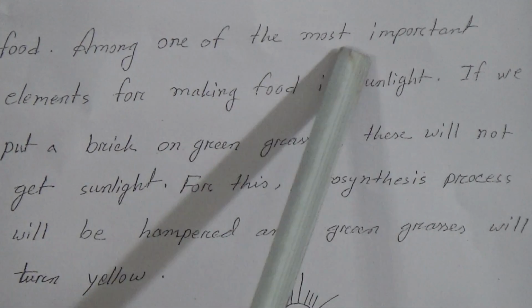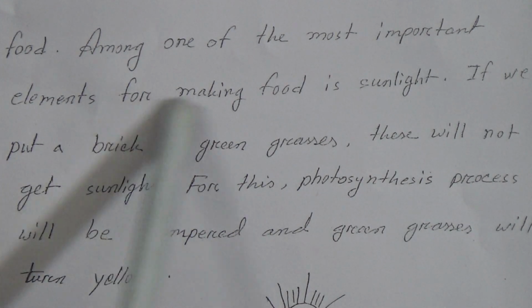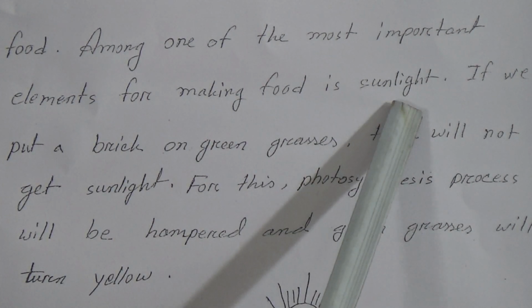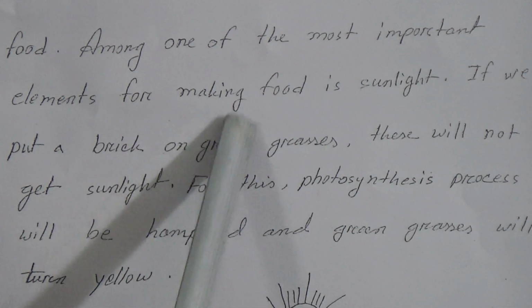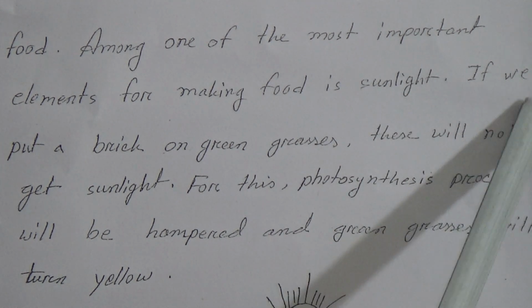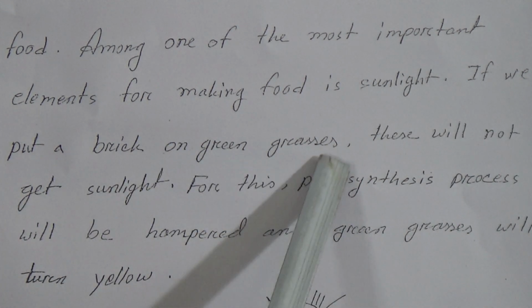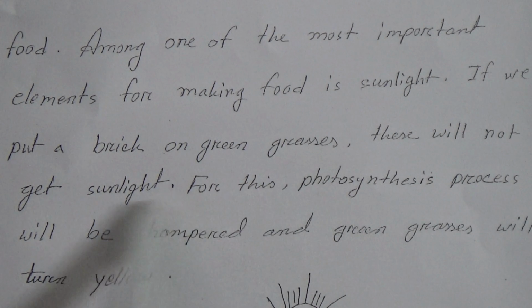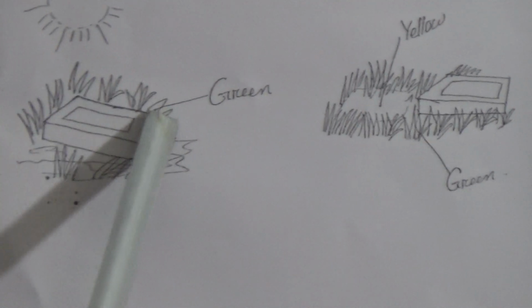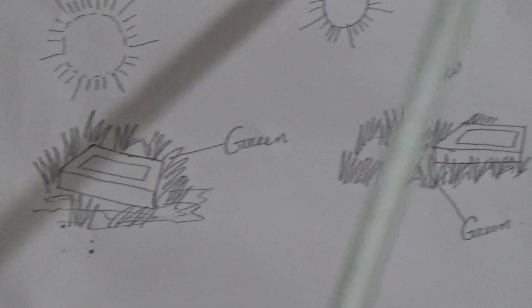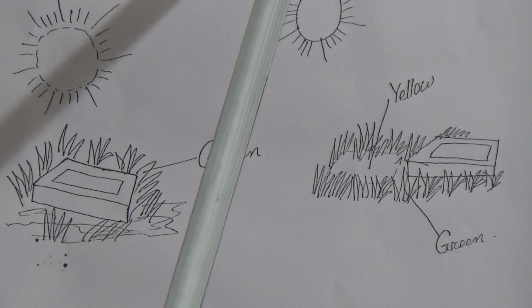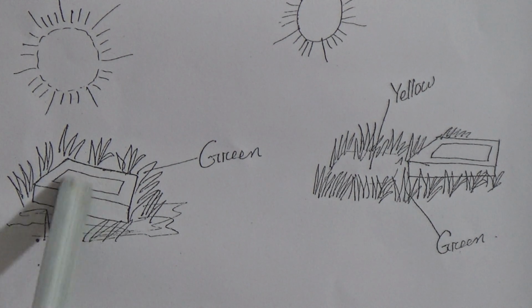Among one of the most important elements for making food is sunlight. I repeat, among one of the most important elements for making food is sunlight. If we put a brick on grasses, these will not get sunlight. Look at the picture. This is brick, this is grasses, and this is sun. Now, if we put a brick on grasses, this is a brick.